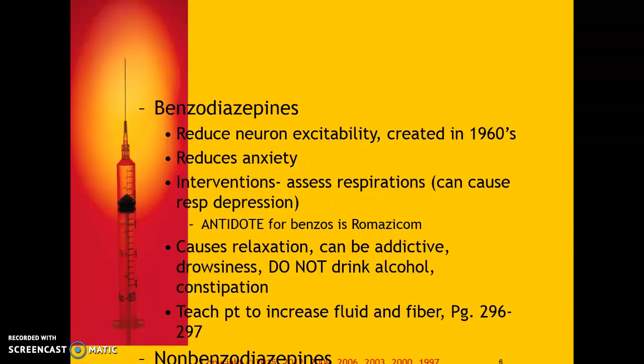So it can cause relaxation, and it is addictive, or it can be addictive. Do not drink alcohol, and understand why. Okay, again, two CNS depressants. I don't want that. Teach patient to increase fluid and fiber, and then make sure you're reading pages 296 and 297.